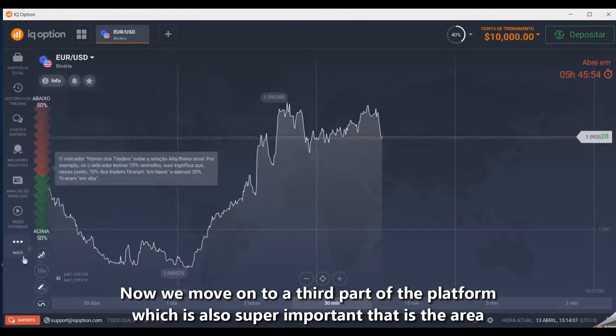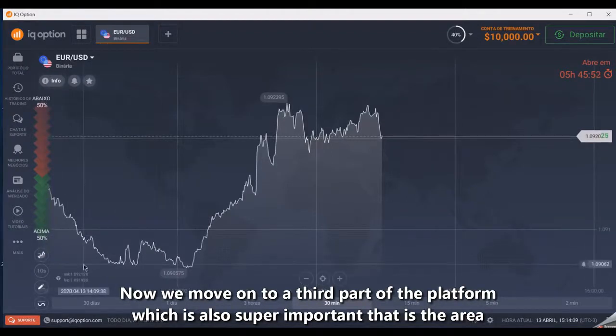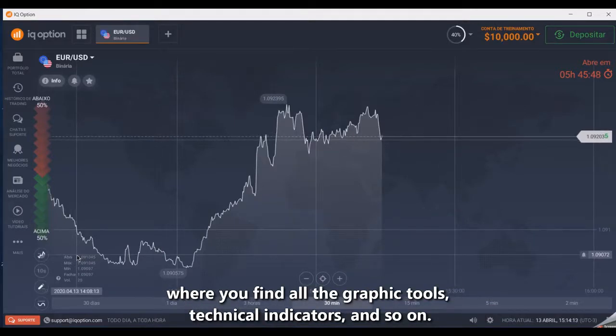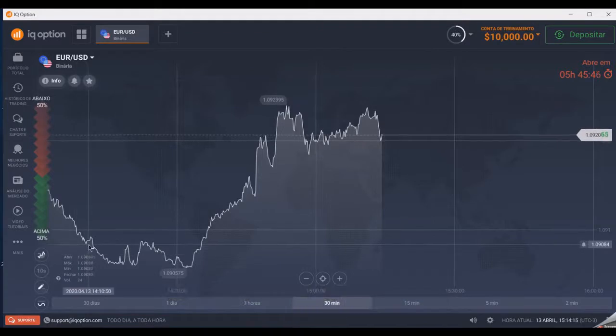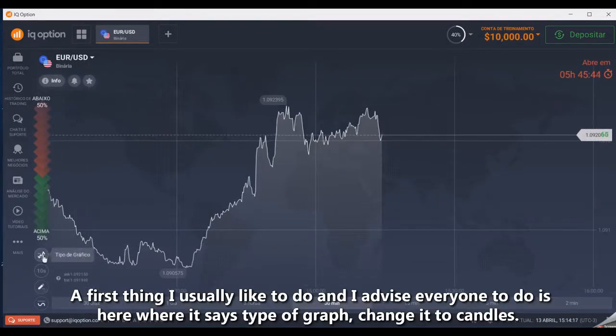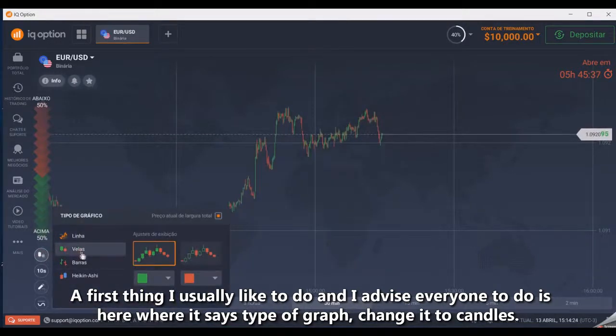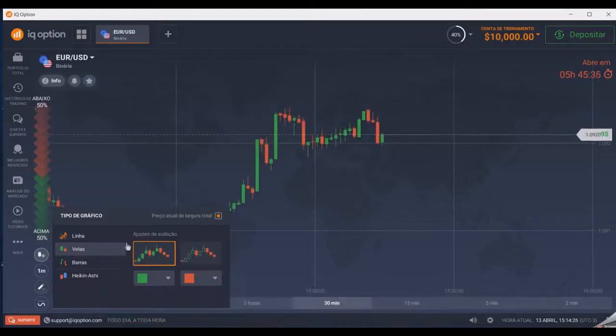Now we can move to a third part of the platform, which is also super important. That is the area where you will find all the graphic tools, the technical indicators, and so on. Okay, it's here. The first thing I usually like to do, and I advise everyone to do, is come here where it says type of graph, okay, and change it to candles.